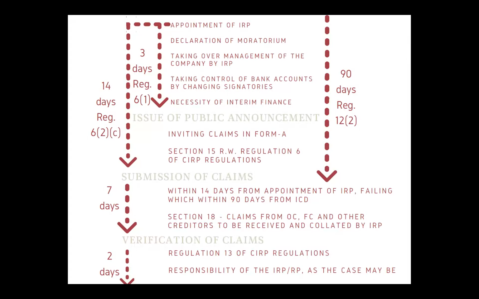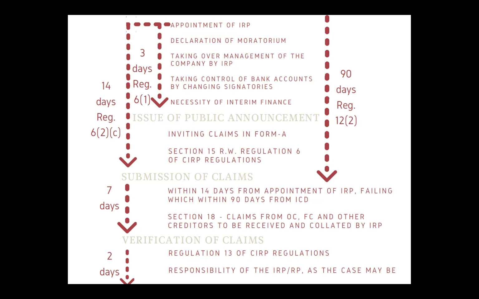In order for that to happen, first initially the code requires major decisions to be taken by the committee of creditors. So unless I constitute a committee of creditors, I basically cannot resolve the company. To constitute a committee of creditors, I need to know who the creditors are. In order for me to know who the creditors are, I need to get the claims. That is why the submission of claims is relevant, and the relevance of the time period of 14 days is that to constitute the COC at the earliest time possible. So within 14 days we receive the claims.